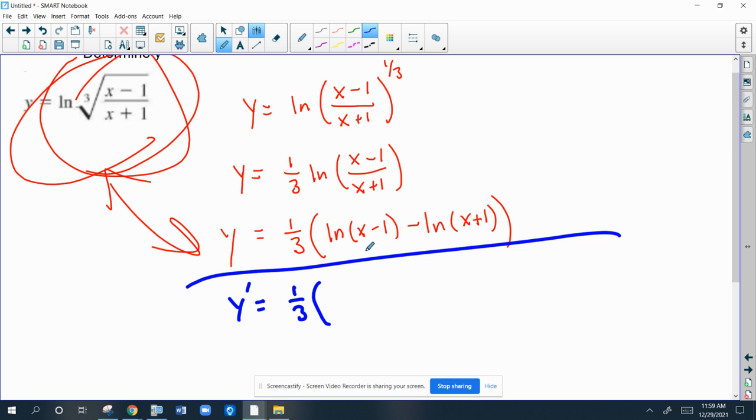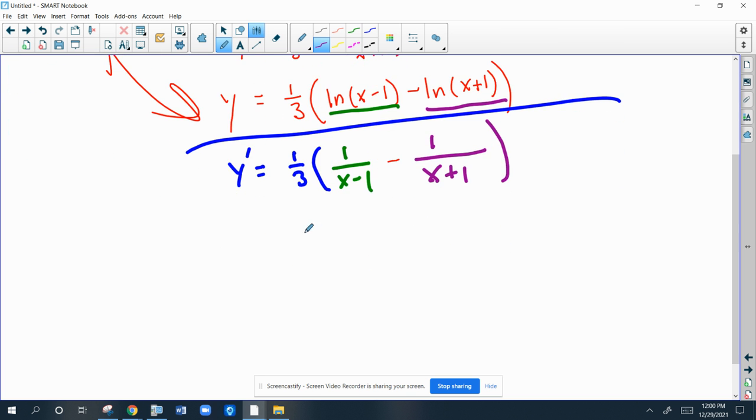The derivative of natural log is u prime over u. So for the first one, the derivative is the derivative of x minus 1, 1 over x minus 1. And the second is more or less the same. Let's do that one in purple. It would be the derivative of x plus 1, that's u prime, over u, which is x plus 1. So that's it. We just took the derivative.